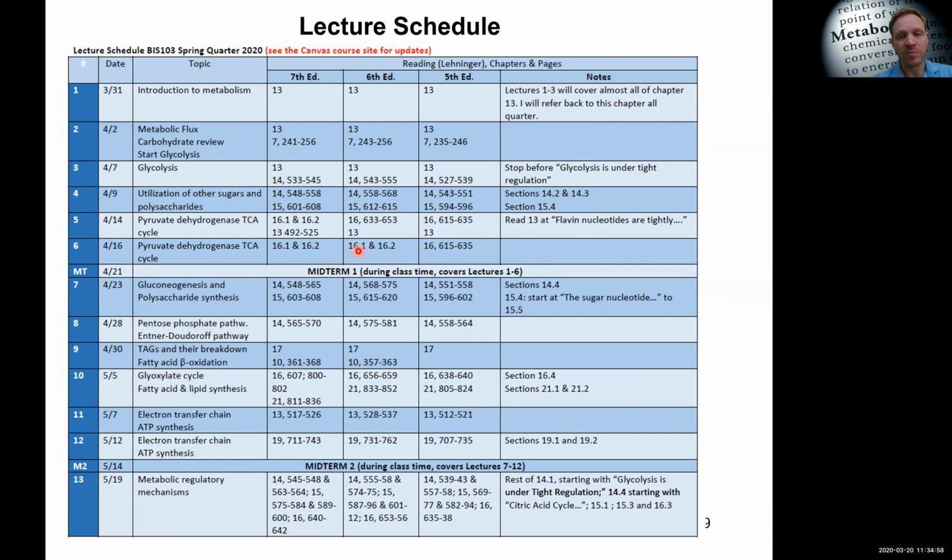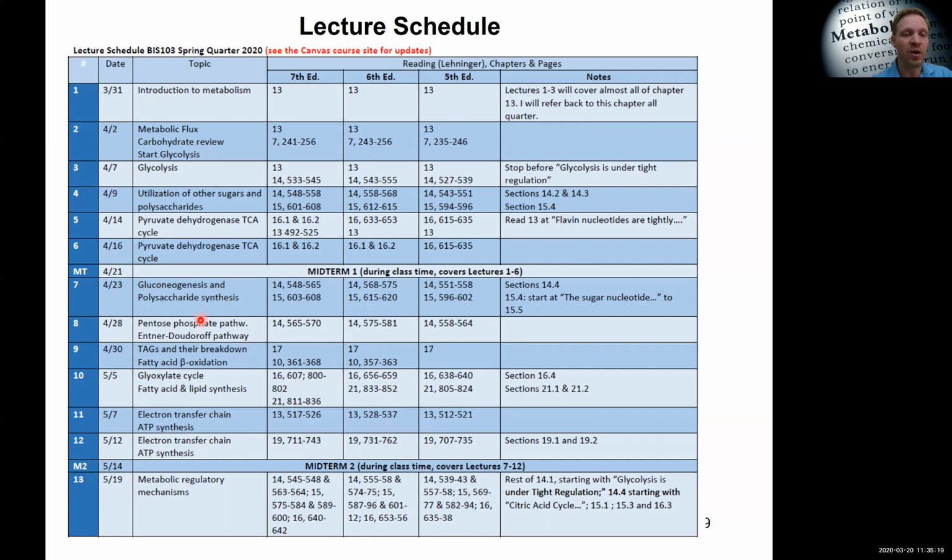Then we'll have our first midterm here after this material. And after that midterm, we'll start to move into how we can actually make sugars through gluconeogenesis. We'll understand the pentose phosphate pathway and how it relates to metabolism more generally. Then we'll move into fats.